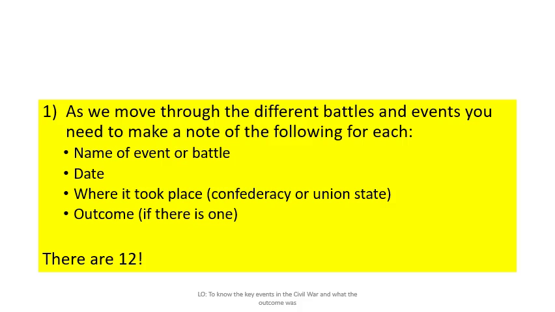All you need to do is write down on a piece of paper for all 12 as we go through them, the name of the event or the battle, the date that it took place, where it took place, so if it was in a Confederate state, so a southern state, or a Union state, so a northern state, and what the outcome was, if there is one. Some of them don't have outcomes because they're events, they're not necessarily battles. All right, so by outcome, we mean who won that particular battle. All right, so we'll get straight into it. And just pause me when you need to and note down the information for each slide as we go through. And I'll just read through the other information on the slide.